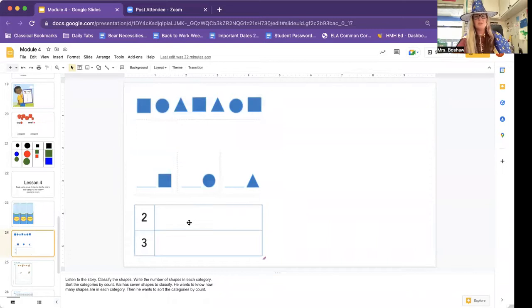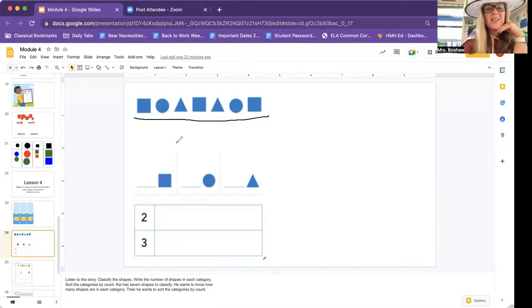Here we go. This is what your page should look like. Okay, so when you see this dotted line right here at the top, when we're talking about the story, we're talking about all the shapes that are up above it. Okay, so let's read. We're going to classify the shapes. You're going to listen to the story. You're going to classify the shapes in each category. You're going to sort them by count. Okay, so first we're going to classify them, meaning we're going to write how many squares, circles, and triangles there are. So let's do that first.